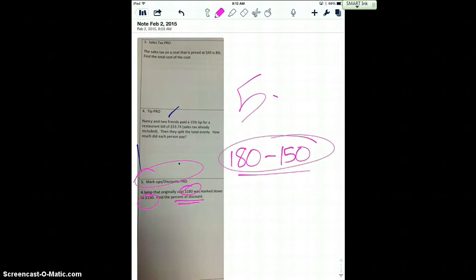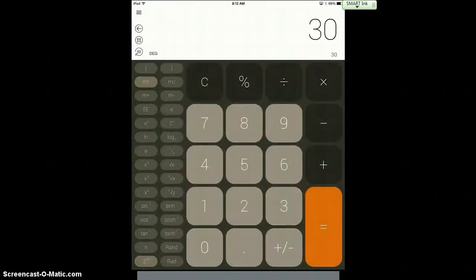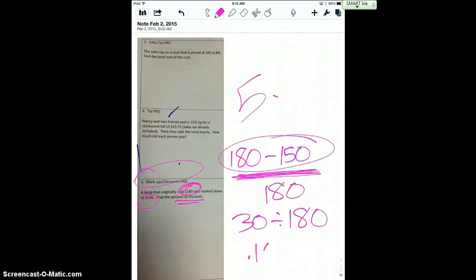So I'm going to take that amount of change and I'm going to divide it by where it originally started at, which was 180 bucks. So I'm going to have 30 divided by the original cost, 180, and 30, the amount of change, divided by the original cost gives me that nice number. If I write that out here, 0.166666, it keeps going. If I go to the hundredths place and I move the decimal there, there's my percent. So that's 16.6 repeating percent discount. That's how much it changed by.